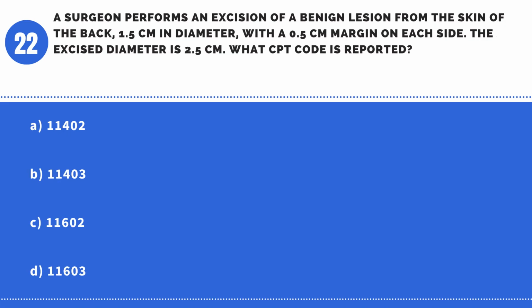Question 22. A surgeon performs an excision of a benign lesion from the skin of the back, 1.5 centimeters in diameter, with a 0.5 centimeters margin on each side. The excised diameter is 2.5 centimeters. What CPT code is reported? A. 11402. B. 11403. C. 11602. D. 11603.